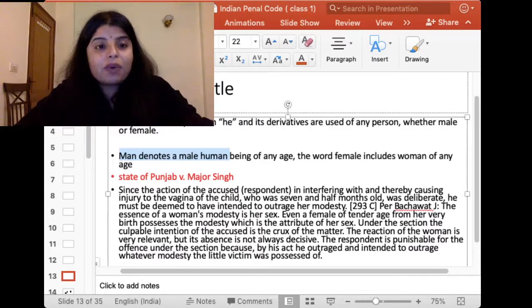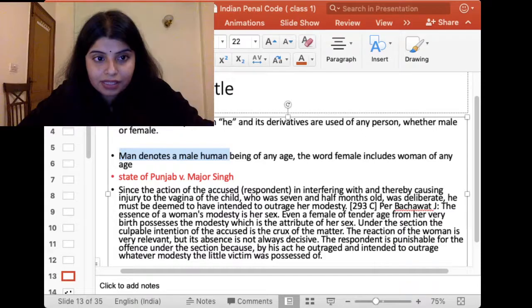In this case, there was an injury caused to the vagina of a child who was 7.5 months old, and it was a deliberate injury. Now, the question was whether the child's or the woman's modesty was outraged. The court, coming to a conclusion that yes, gave two reasons. One is the logical reason: the essence of a woman's modesty is her sex, and even a female of a tender age, from birth, possesses a modesty which is attributed to her sex.